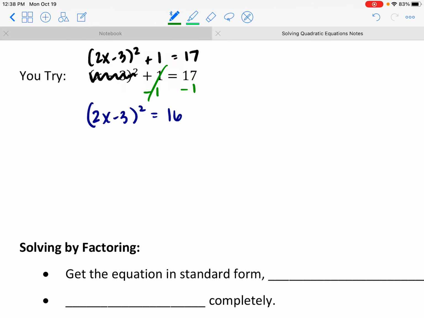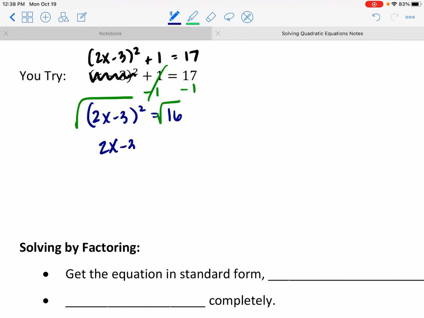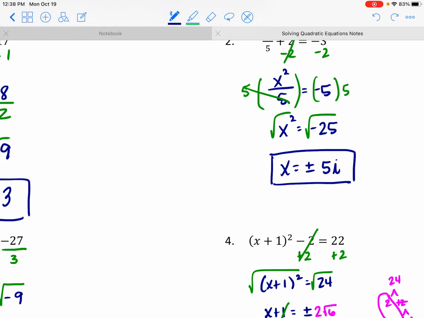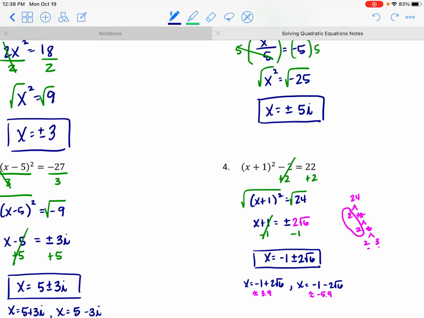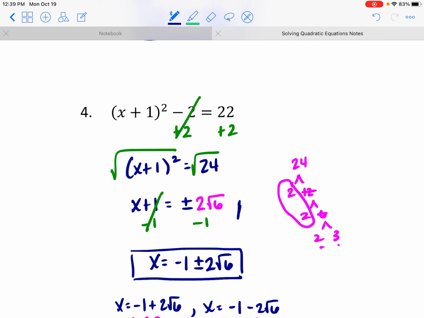And then we're going to square root to get rid of that square. That's going to give us 2x minus 3 equal to plus or minus the square root of 16 is going to give us 4. Now, we got to be really careful here. So if we look at the previous problems, after we took the square root with those parentheses, when we added and subtracted, we couldn't actually combine any like terms here.